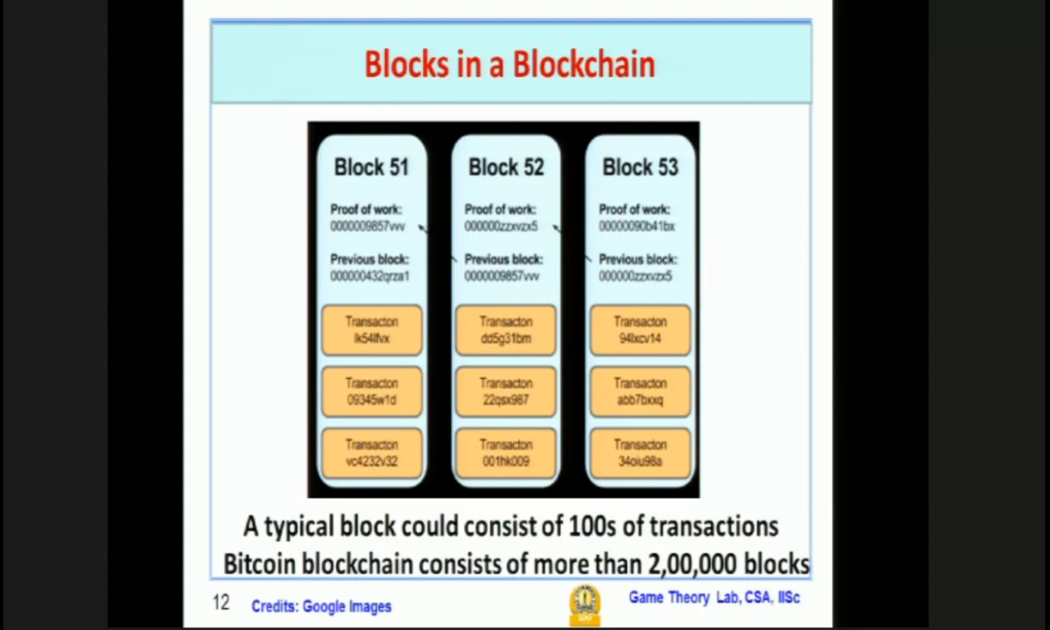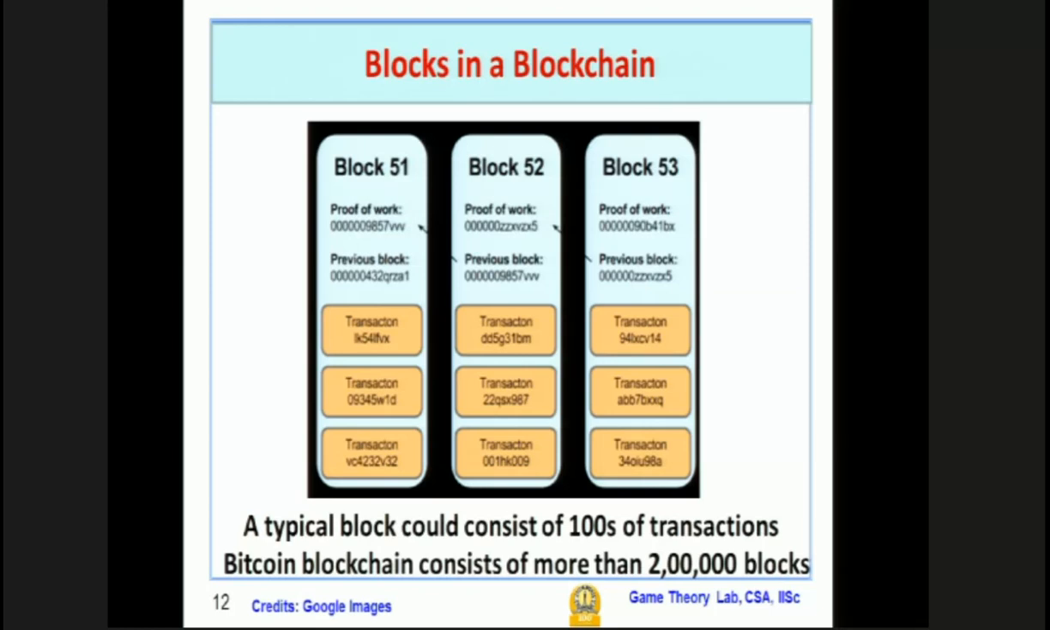Of course, it's a linked list. So there is a pointer from block 51 to 52, from 52 to 53. Not only that, there is a pointer from block 53 to 52. And you can see the proof of work is the generation of that hash value, right? So every block has a proof of work, and every block is a Merkle tree. The root hash that I talked about has nothing to do with this proof of work.